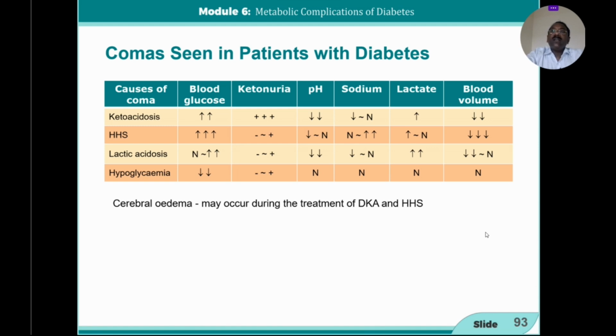So that's how these are all very important differentiation points. When a diabetic enters the emergency department in a coma, you have to think of these things: what about the blood sugar, the urine ketone bodies, the pH levels, the sodium levels, the potassium levels, the lactate, provided you have a doubt of lactic acidosis, and then the dehydration, that is the blood volume. Maximum dehydration is seen in HSS.